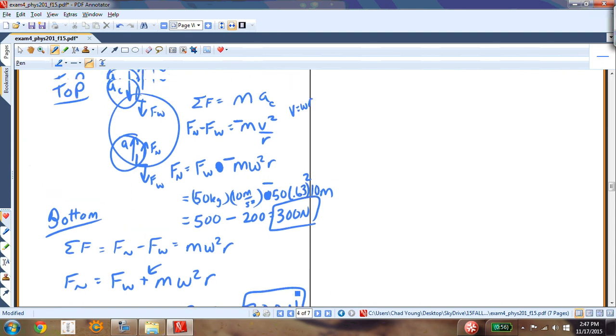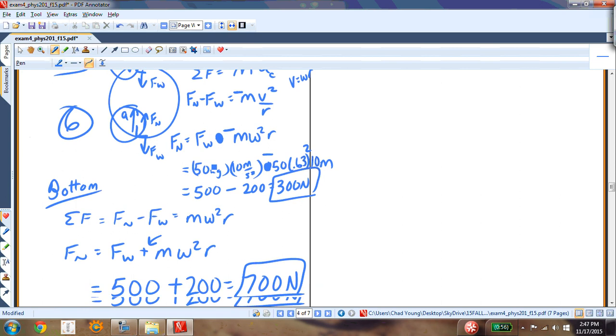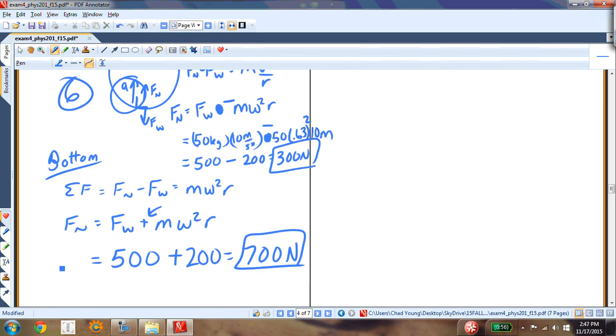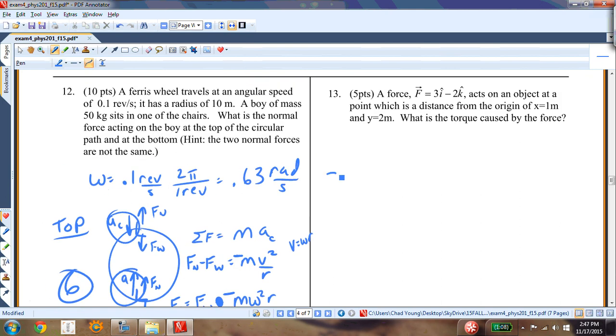I think I counted this top one as 6 points because you had some extra steps there. And then the bottom, if you got the first one right, the bottom was easy. That's going to be 4 points. Number 13 was just a cross product. Torque is r cross F.